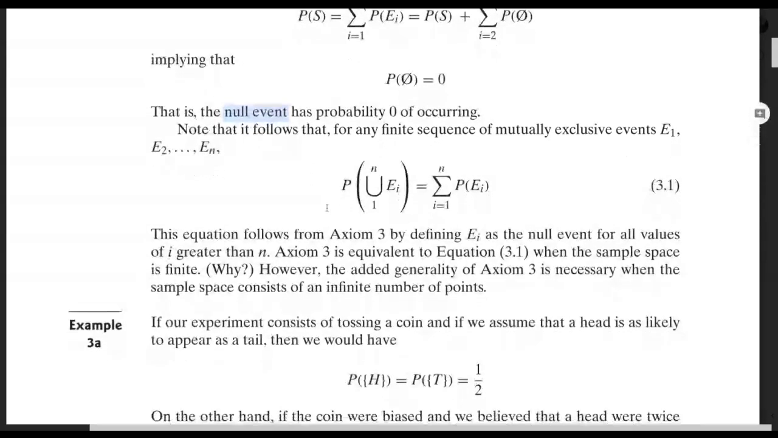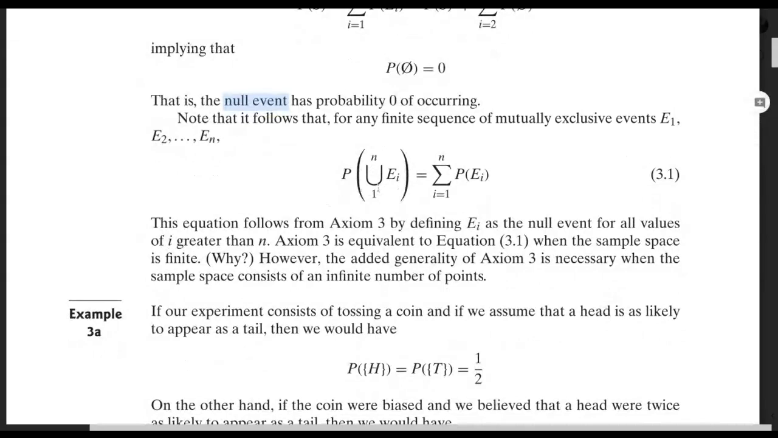So note, it follows that for any finite sequence of mutually exclusive events, E1 up to En, this is true, right? It's the same idea. The probability of the union of all the Ei's, which is the sample space, equals the probability. Oh, okay, it doesn't have to be the whole sample space because this will go up to N only. We just pick up to N events. Then the probability of the union equals the probability of each adding up.